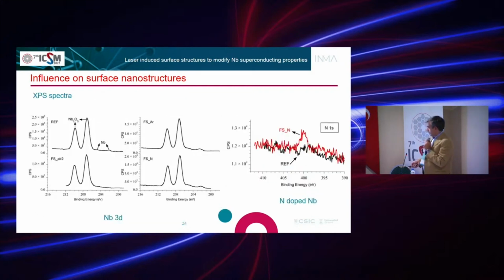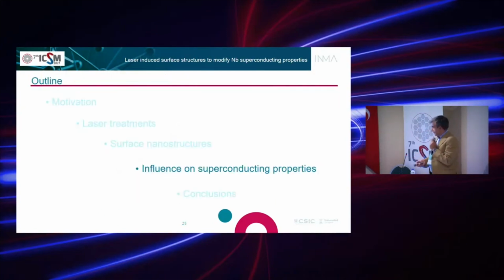Okay. This has also been confirmed by XPS spectra, in which you see that in all cases you observe the Nb2O5 oxide, that is the native oxide of the sample. And in the case of the samples that were processed in nitrogen, you can also observe a peak associated with the nitrogen, as I told you before. So this change on the surface can affect the superconducting properties.